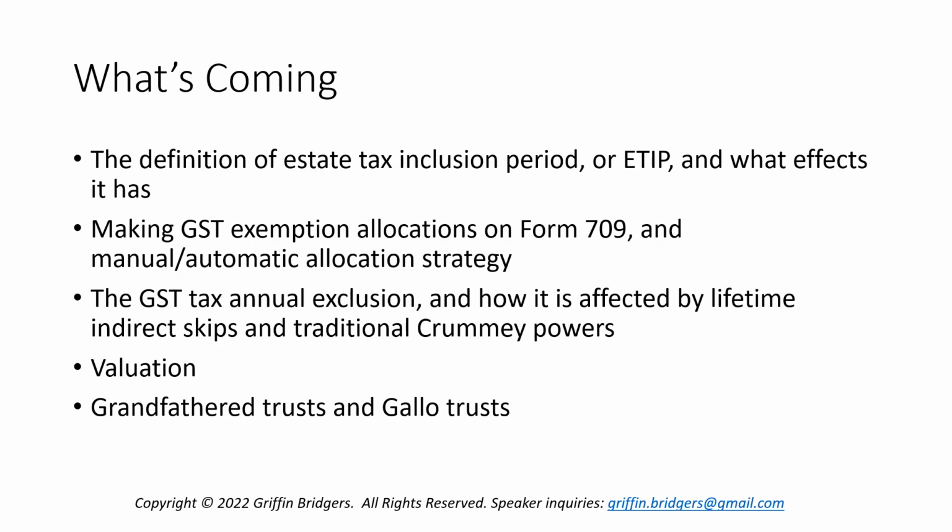So what's coming? We'll get into the ETIP next and what effect it has. We'll dive into some of the nuances of GST exemption allocations on Form 709, especially for certain types of trusts once we've covered the ETIP, and the manual versus automatic allocation strategy. We'll also look at the GST tax annual exclusion and how it's affected by crummy powers, as we introduced here, and certain types of lifetime indirect skips. We'll dig into valuation a bit more, and then we'll finally cover some specific types of trusts like grandfather trusts and GALLO trusts that, depending on when they're set up, may be exempt from the GST tax.